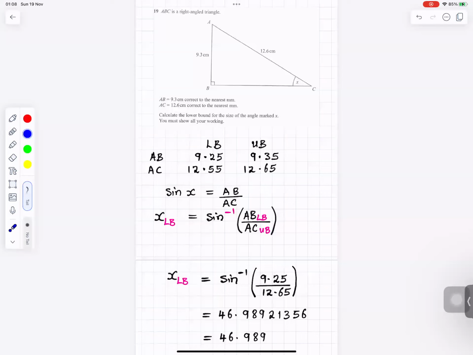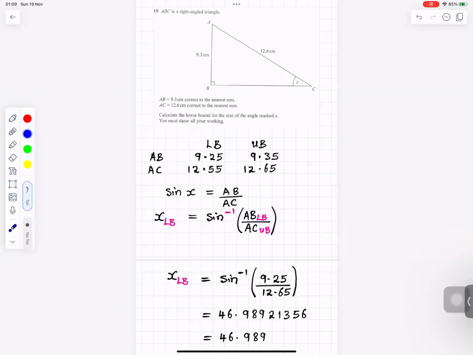Question number 19. They want you to find the lower bound for the size of angle X. So let's look at the length first. Let's take the first one, AB. AB is 9.3. The lower bound is 9.25 and the upper bound is 9.35. And AC is 12.6. The lower bound is 12.55 and the upper bound is 12.65.